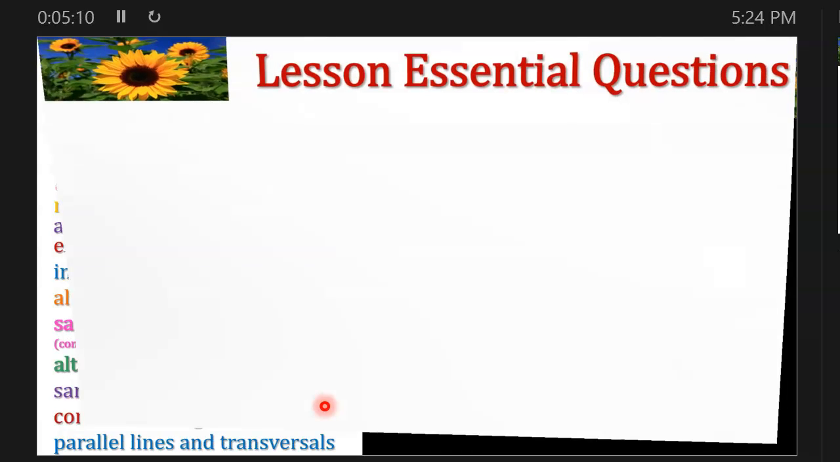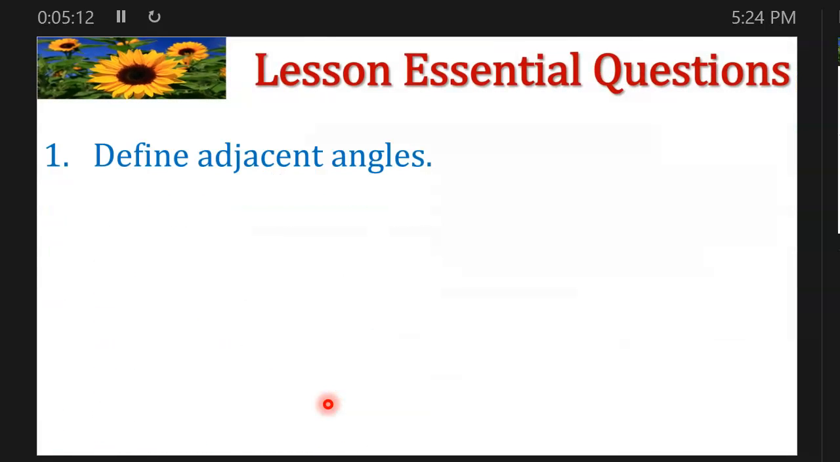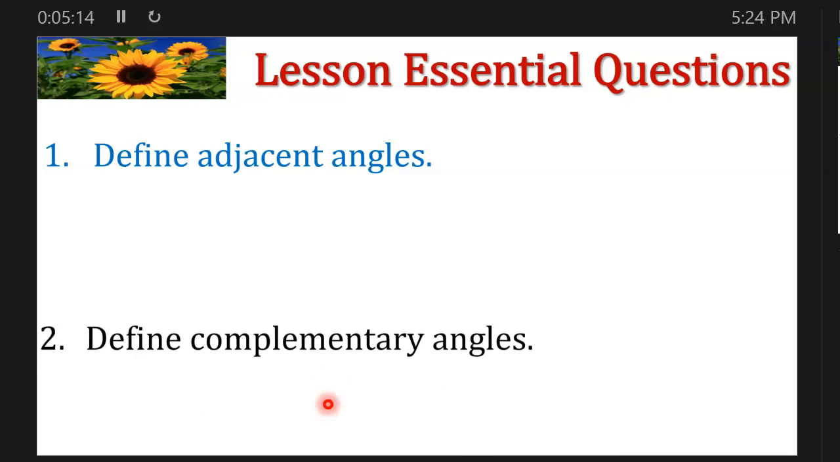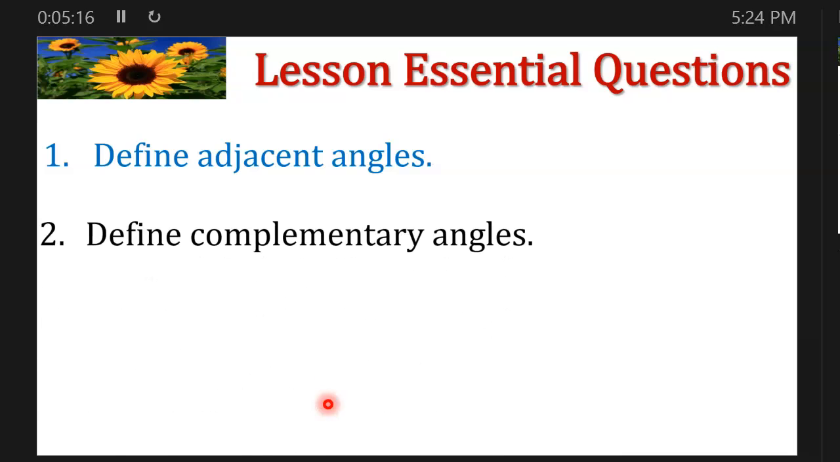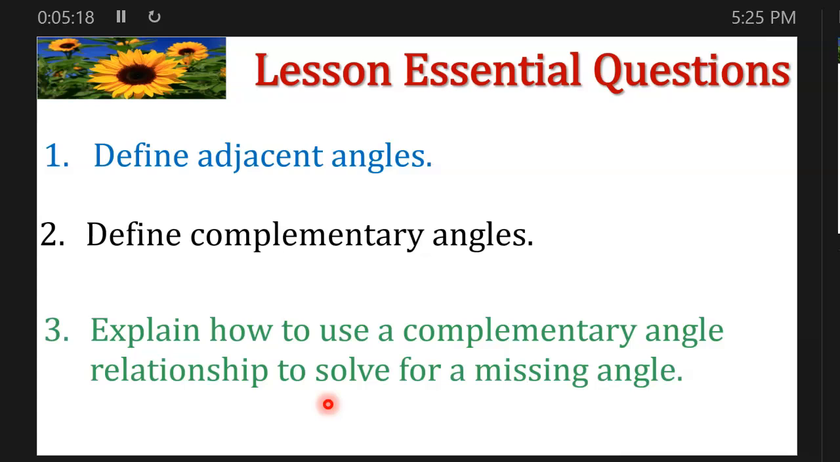All right, lesson essential questions for today. We have: define adjacent angles, define complementary angles, and explain how to use complementary angle relationships to solve for a missing angle.